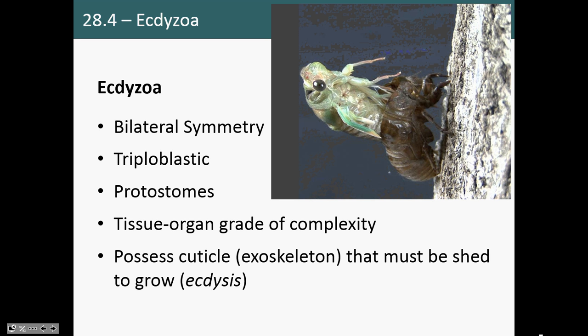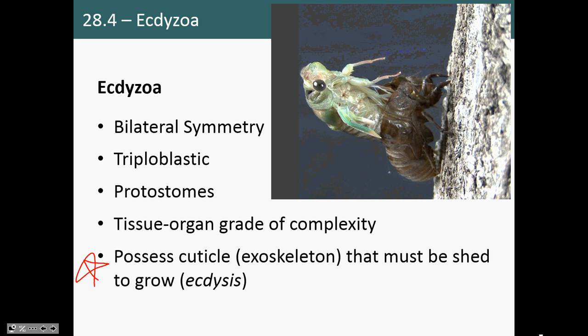So the Ecdysozoa, just like our previous groups, are all bilaterally symmetrical, triploblastic, protostomic organisms with a tissue organ grade of complexity. But the thing that makes them stand out is that they possess a cuticle. And that cuticle functions as an exoskeleton. So they can use it as a point of muscle attachment. They can use it to prevent desiccation and dehydration. It provides a sturdy and rigid protective barrier between the organism's body and the outside environment.